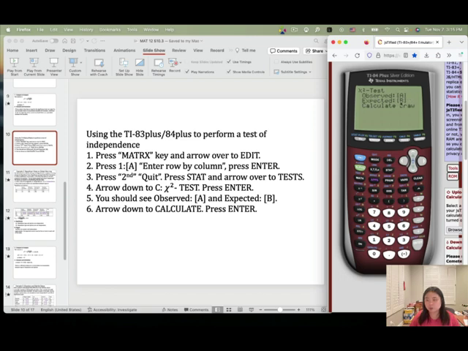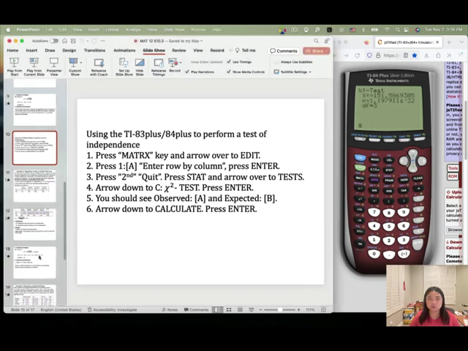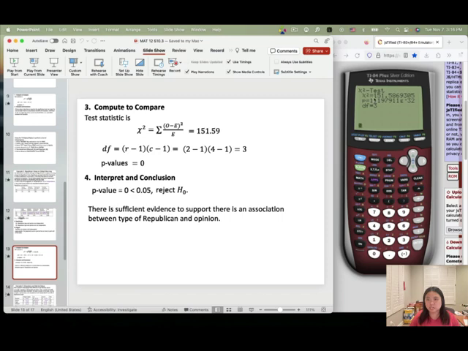For the expected frequency, they're gonna calculate by the calculator. Okay, so you don't need to input anything for expected frequency. Go to calculate. Okay, so check your work. Your test statistic is gonna be 151.59. And then degree of freedom, that will be equal to 3 here. And then you have the p-value. That's a 1.19 times 10 to the power of negative 32. Okay, so that will be really, really small. That's going to be equal to 0 here.